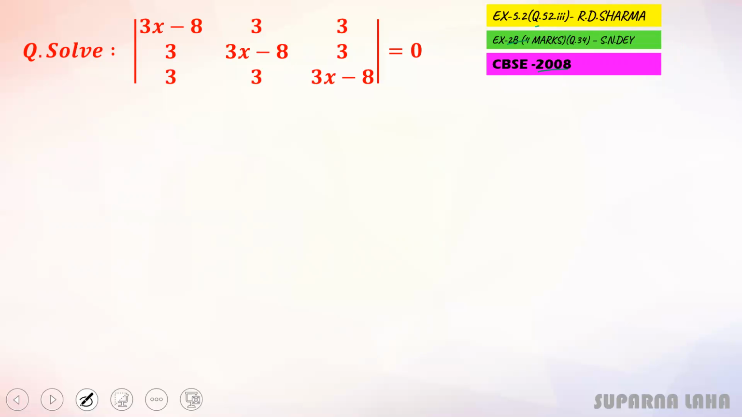And look at this determinant. The terms are 3x minus 8, 3, 3; 3x minus 8, 3; 3x minus 8. So same terms are there, just their positions are different. So if same terms are there and their positions are different, we just need to add them. So write down the LHS value and just add them.